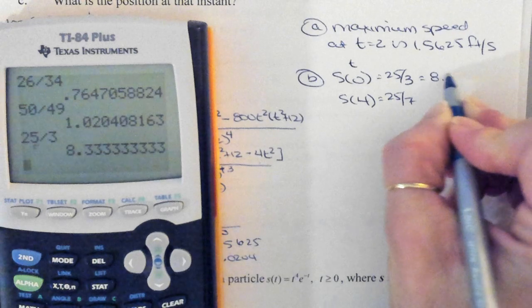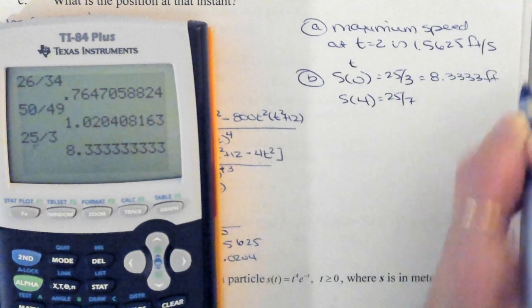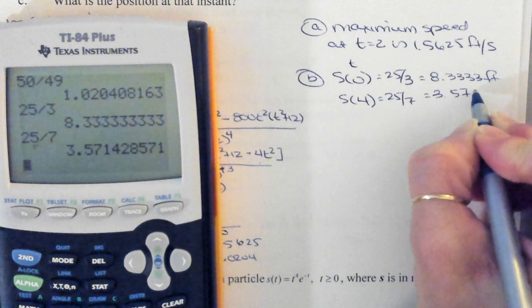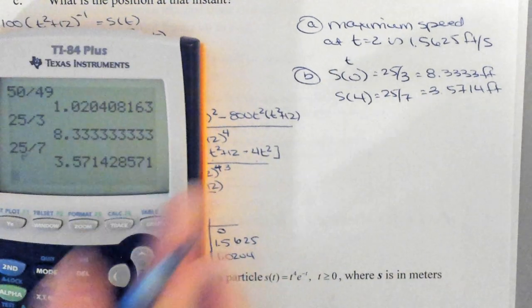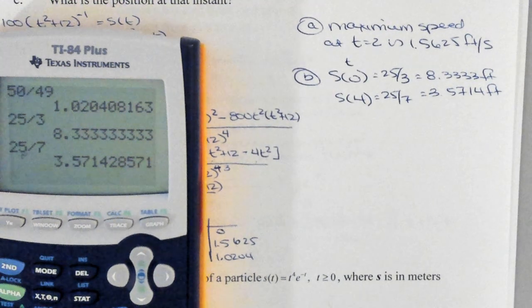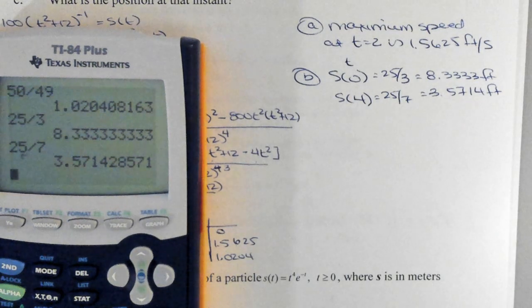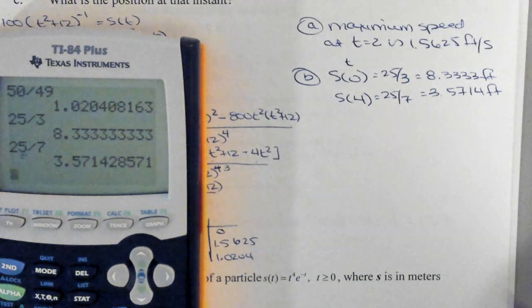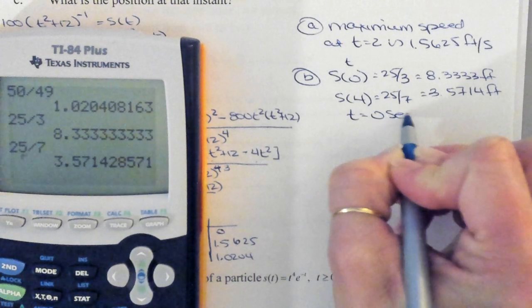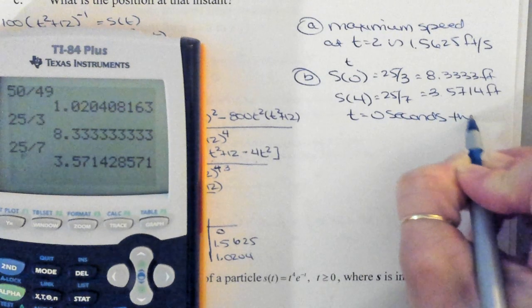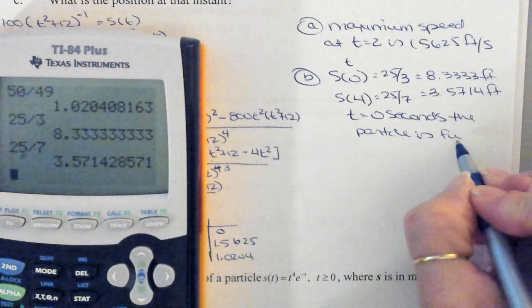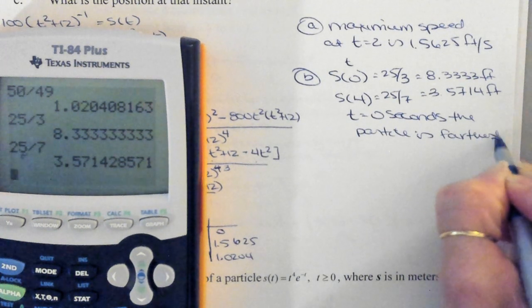This is 8.3333 feet. This is 3.5714 feet. So it says when. What are we looking for? Time, or are we looking for feet? Time. So when is the particle the furthest? Yeah, time t equals 0 seconds. The particle is farthest, that's what it says, from the origin.